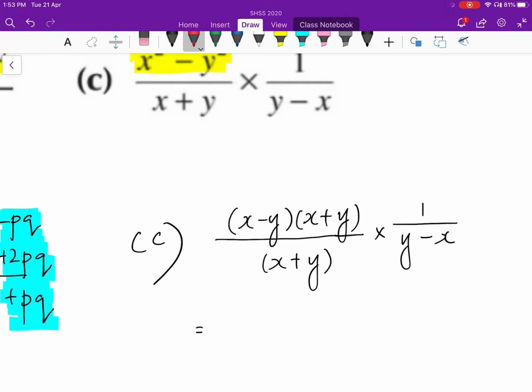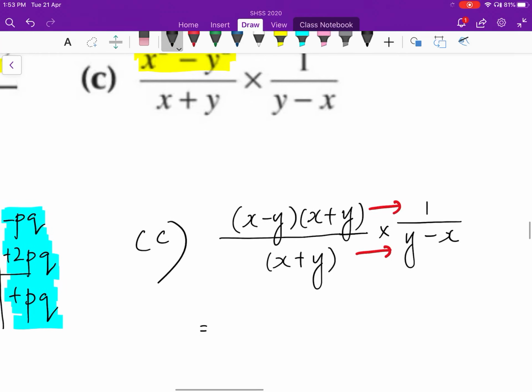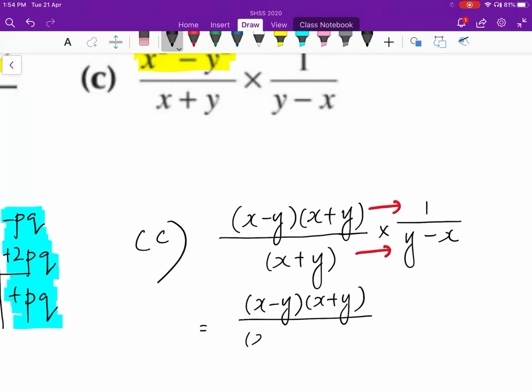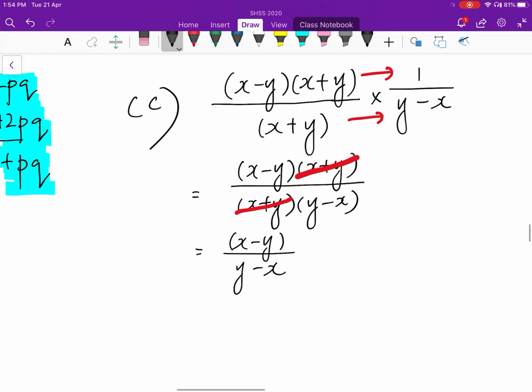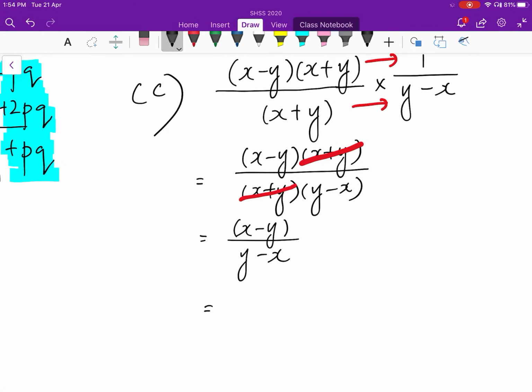From here, fraction times fraction is on top times on top, below times below. At the top we have (x minus y)(x plus y). At the denominator we have (x plus y)(y minus x). We can now look at the common terms and we can start cancelling. X plus y, and we are left with (x minus y) over (y minus x).